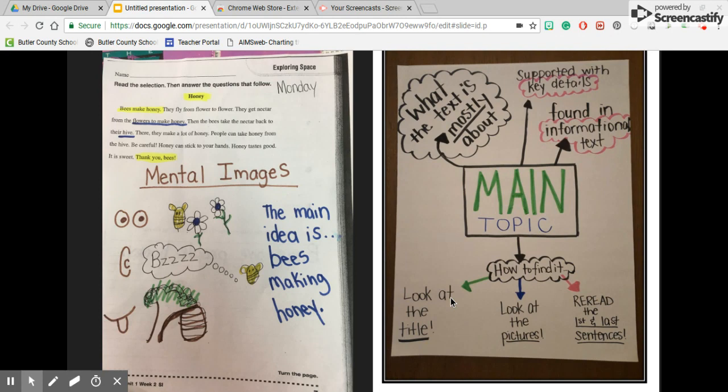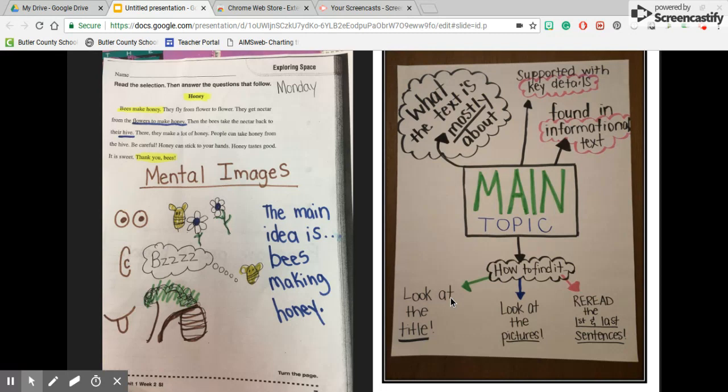So the students are going to have to know what the words main topic is referring to. In this case, it's what the text is mostly about. And it's supported with key details, and it's found in informational text, which is like nonfiction books. Now, the question is, how do we help our students find the main topic of a story or a paragraph?